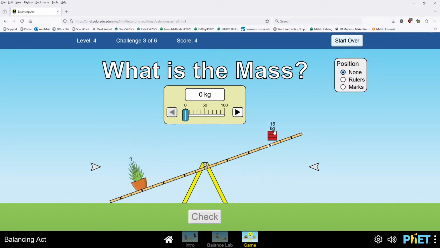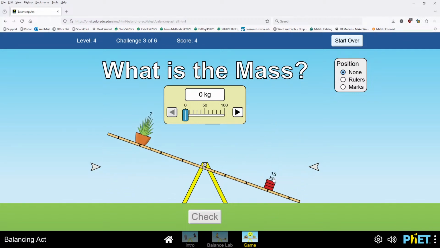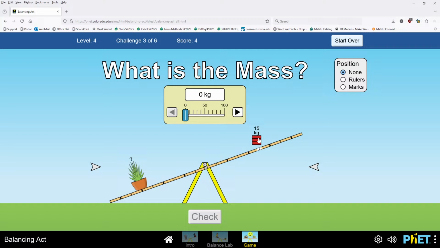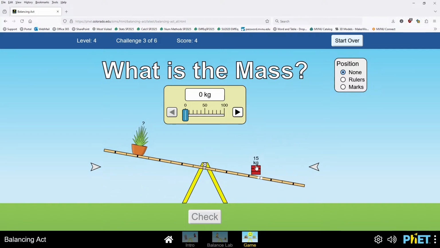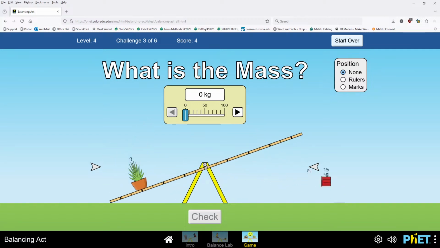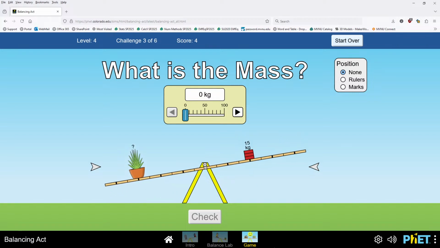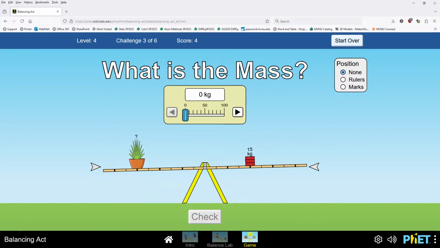So let's see, where can we make this thing balance? That's a little bit, so it must be lighter than 15. Let's try here. Ah, that's going to balance. So take a moment and see if you can figure out, this is, by the way, similar to the one that we did on the piece of paper, number 1 from the paper. See if you can figure out how heavy that potted plant is based on this measurement.